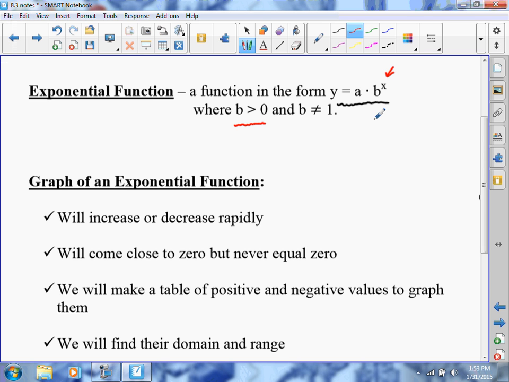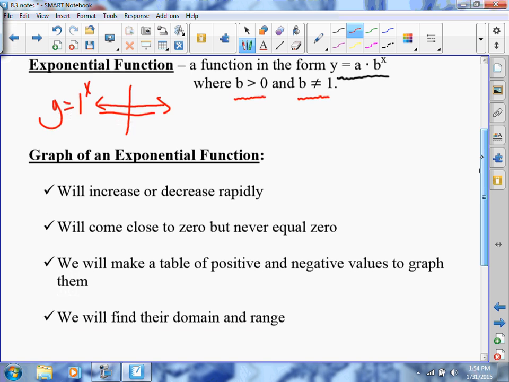And then it also says that b cannot equal 1. So I'm going to ask you, why can't b equal 1? Because if your base was 1, if you had y equals 1 to the x, if you have 1 to some power, 1 to the first, 1 to the second, 1 to the third, 1 to the fourth, you're just multiplying 1 by itself over and over and over again. So really that's just a horizontal line of y equals 1. That's all that is. And we don't want horizontal functions, we want exponential ones.